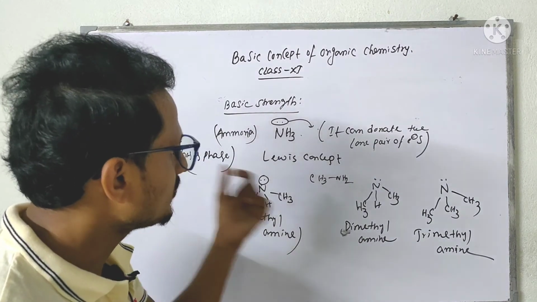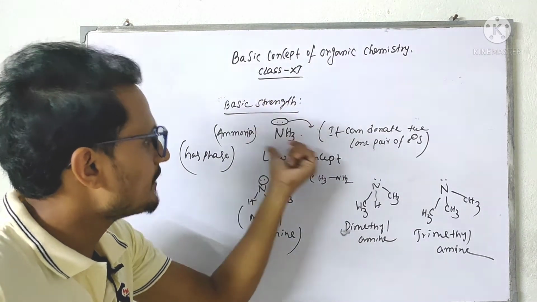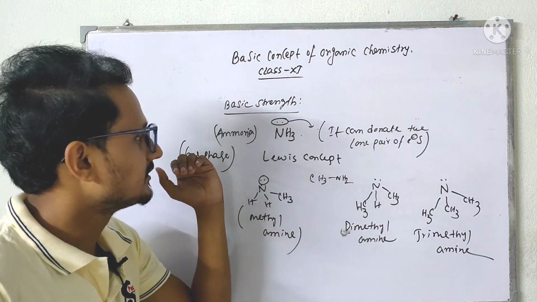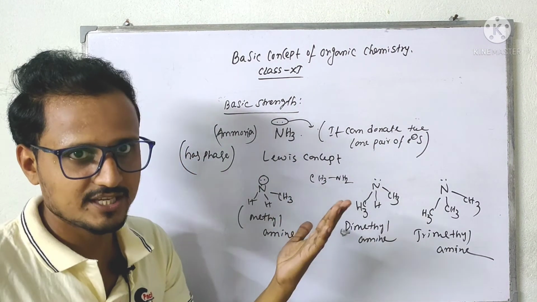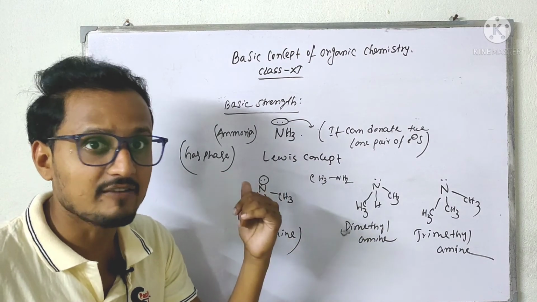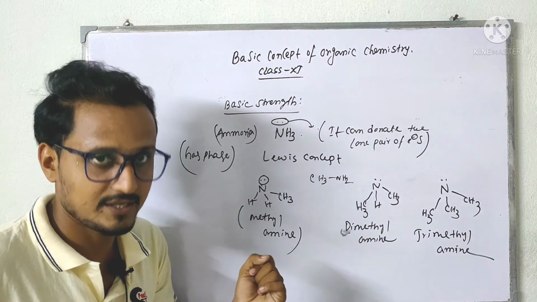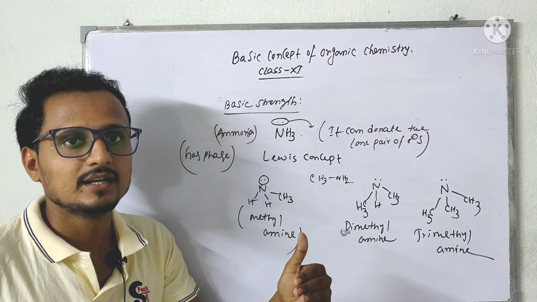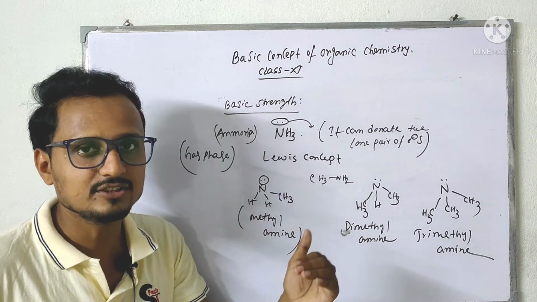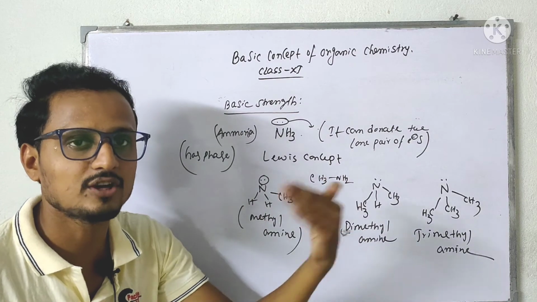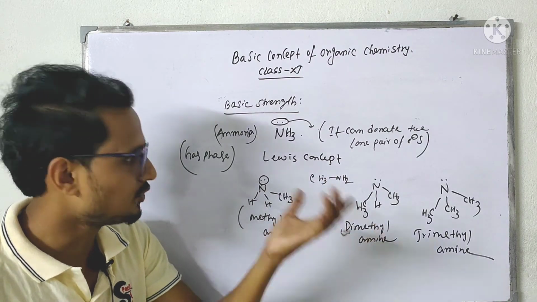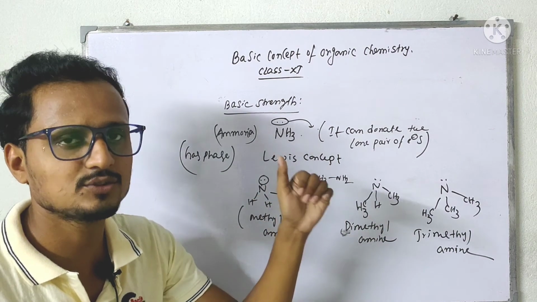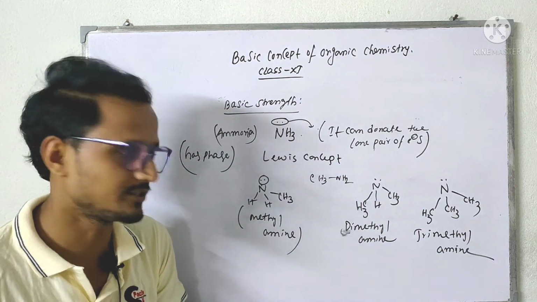Now, why is ammonia a base? Because of this lone pair of electrons. So if the lone pair of electrons is easily available on the nitrogen atom of ammonia, it can donate easily, and that increases the basic strength of the compound. So if in a compound the lone pair of electrons can be easily available, it can easily donate the lone pair of electrons.